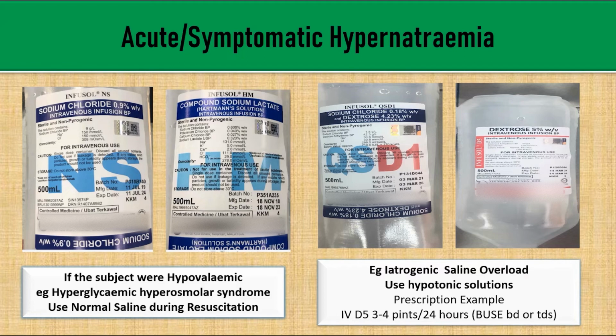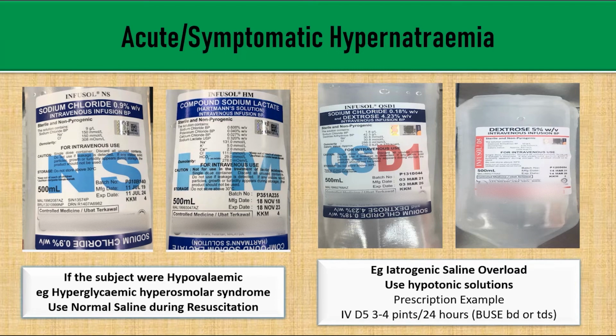Management strategies for acute or symptomatic hypernatremia lie in identifying the cause and correcting the hypertonic state. In the subjects who were hypovolemic at presentation, the first goal of treatment lies in restoring the intravascular volume by using isotonic solutions, for example, normal saline. On the other hand, if the cause of hypernatremia is not due to severe dehydration, then we should administer less tonic or hypotonic solutions for these subjects. A common example would be your D5 or your pure dextrose solutions, like your D5 solutions, in order to reduce the plasma tonicity, which will actually bring down your plasma sodium level as well.